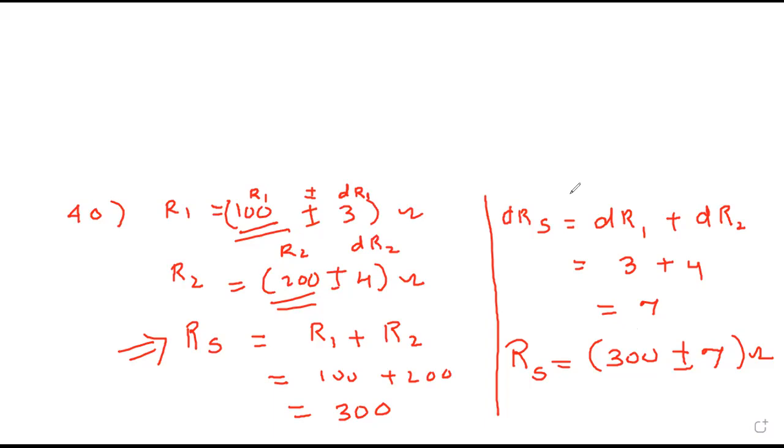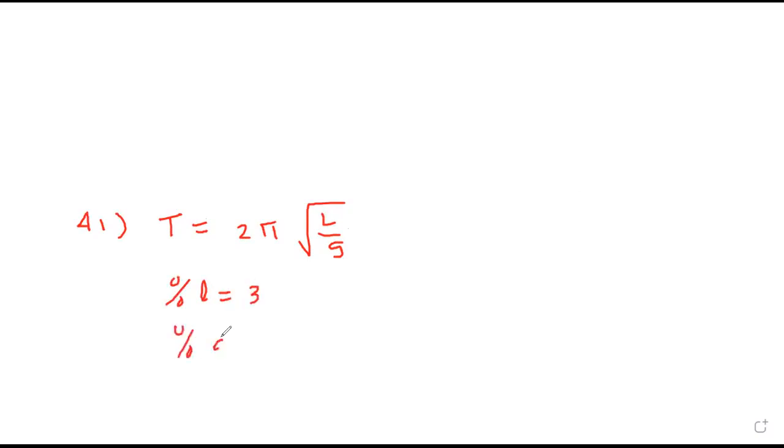Sum number 41. The time period of a simple pendulum is given by T equals 2 pi root L by g. The error in the measurement of length is 3%, and in gravity is 5%. Then find the percentage error in the time period.